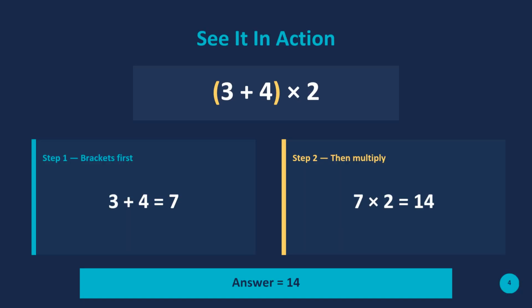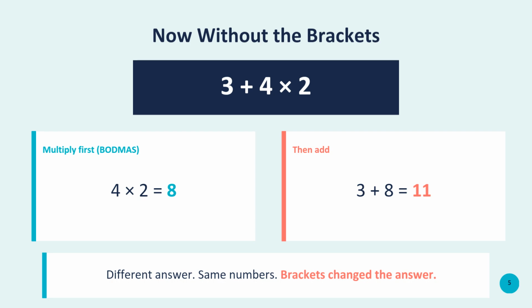Let's see it in action. 3 plus 4, inside brackets, multiplied by 2. Step 1. Brackets first. 3 plus 4 equals 7. Step 2. Multiply. 7 times 2 equals 14. The answer is 14.